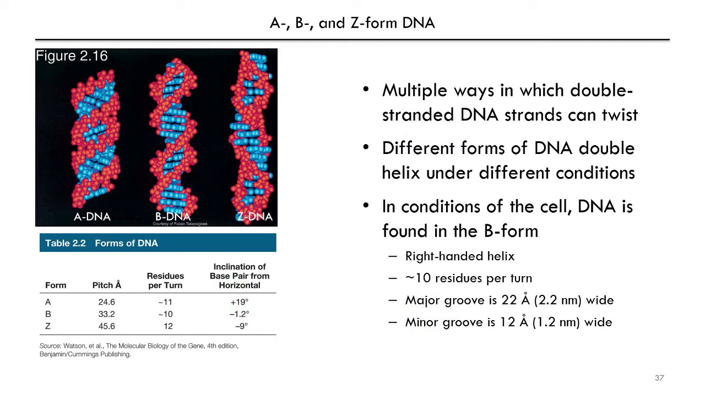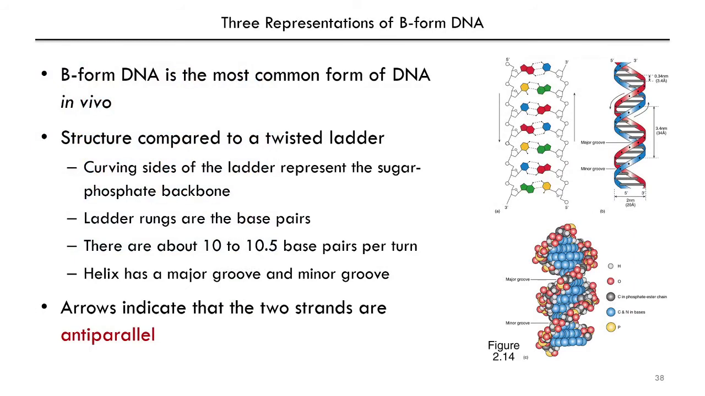We know that DNA exists as a double helix, but depending on the conditions, this helix can twist in more than one way. Shown in this figure are A, B, and Z forms of DNA. In the conditions of the cell, DNA is found in the B form. The B form of DNA is a right-handed helix, with a little more than 10 residues per turn. It has a major groove that is 22 angstroms wide and a minor groove that is 12 angstroms wide. You can imagine a right-handed helix as a spiral staircase that you ascend by walking counterclockwise and that you can descend by walking clockwise.